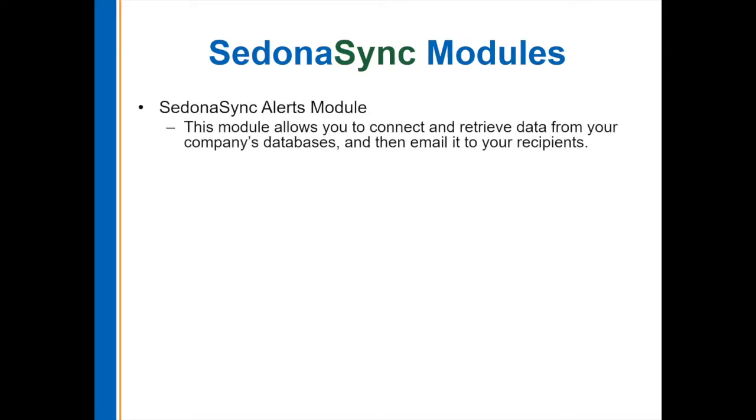The SedonaSync application is broken into 3 licensed modules. The first module is what we call our alerts module. This is the ability for you to grab the information from the database. So it's the basic core functionality of SedonaSync.